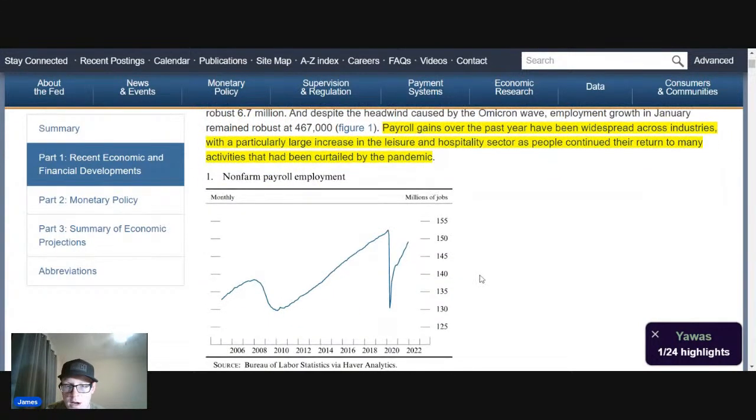Anyways, payroll gains over the past year have been widespread across industries, with particularly large increases in the leisure and hospitality sector as people continue to return to many activities that have been curtailed by the pandemic, right? So not a big surprise. I think this is something I also brought up in the previous video that you just don't hear people say all the time whenever they talk about the labor market: the fact that we kind of killed these jobs in 2020. So a lot of it's just them coming back.